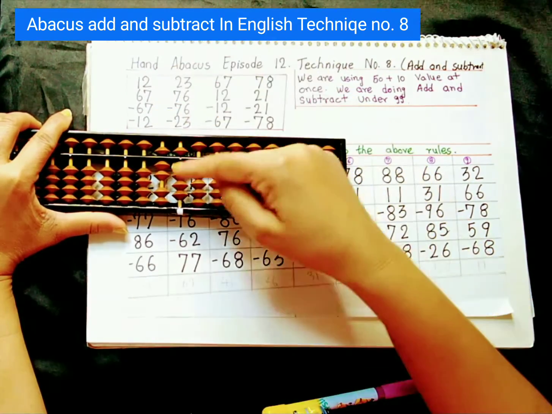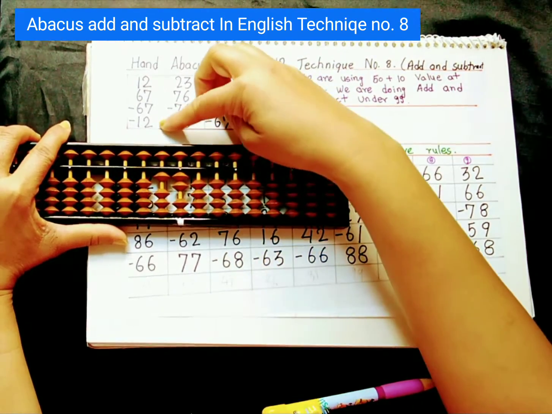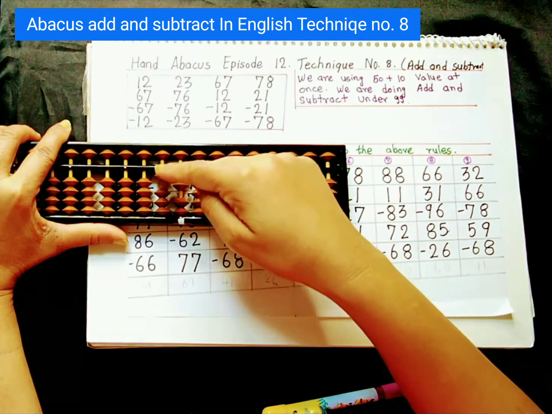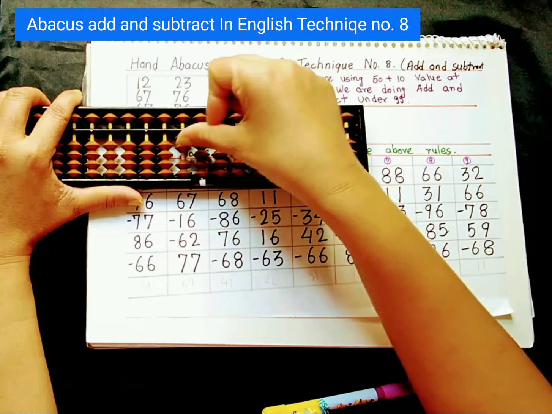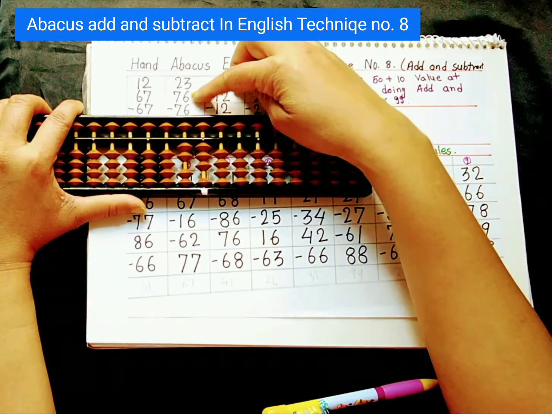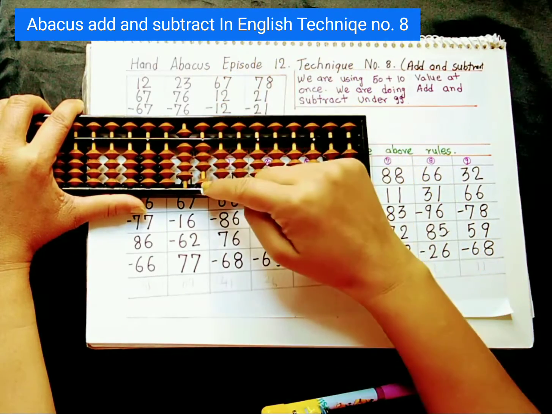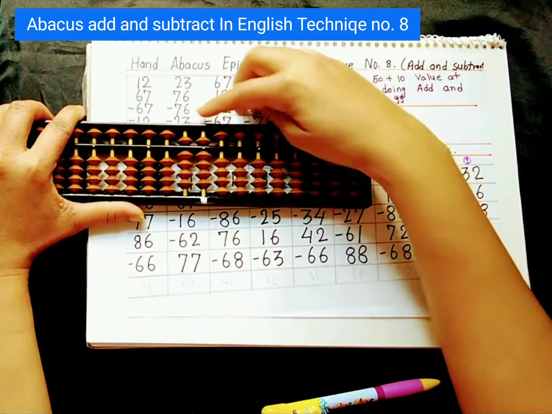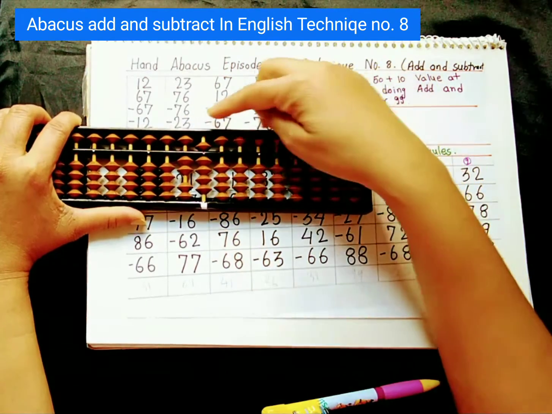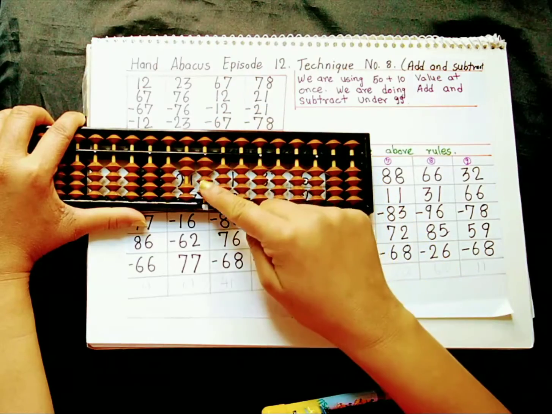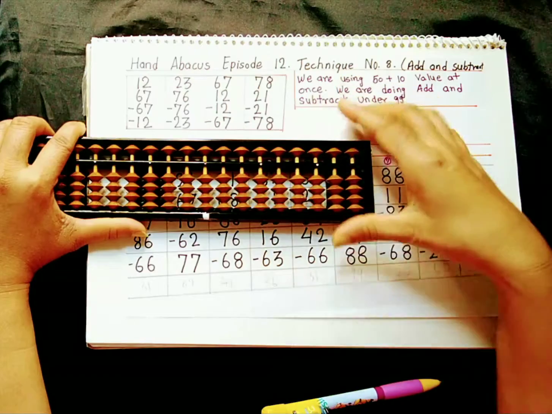Reduce 67. First you have to reduce 60, then 7. Reduce 12, 1 to 12. Next 2, 3, 23, 76, 50 and 20, 70 and 6, 5 and 1, 6. Reduce 76, 5, 20, 70 and 6, 5, 1, 6. Reduce 23, 20 and 3.